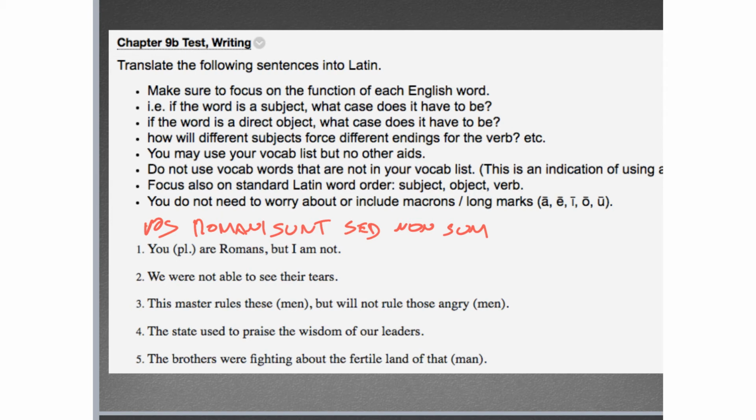So we were not able to see their tears. So nos, and remember, the pronouns are optional. I am using them just for convenience's sake. So nos lacrimas videre non, I'm running out of room here, possumus. So we are not able, non possumus, to see their tears. And if you want to put the their in there, that would be eorum, the tears of them.